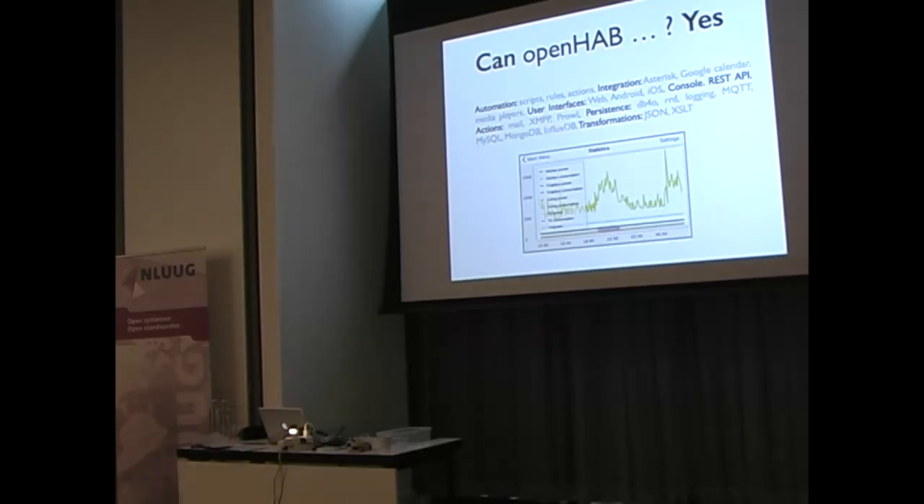InfluxDB, that is very interesting. InfluxDB is a time series database, very, very performant. It's a single executable written in Go, and it's used in particular for time series things. We can do transformations with JSON, with XSLT, so there's really a lot of possibilities.